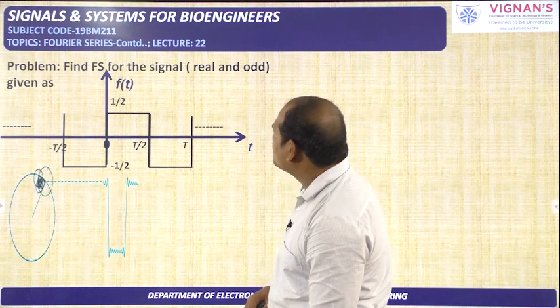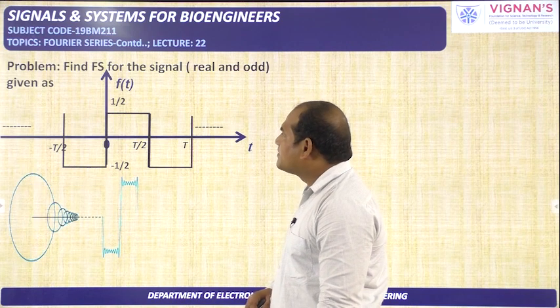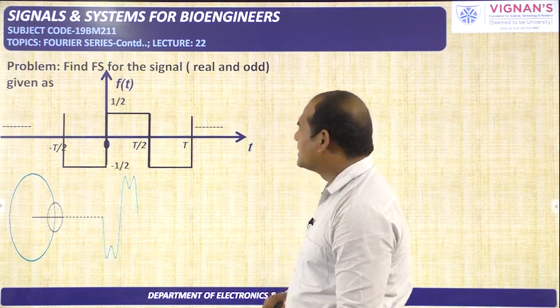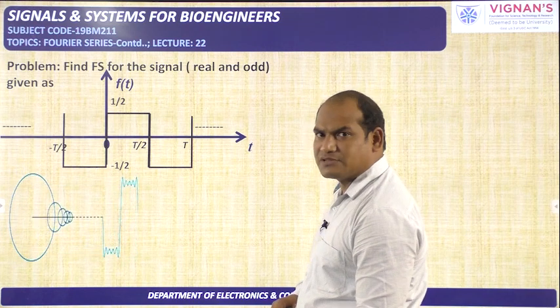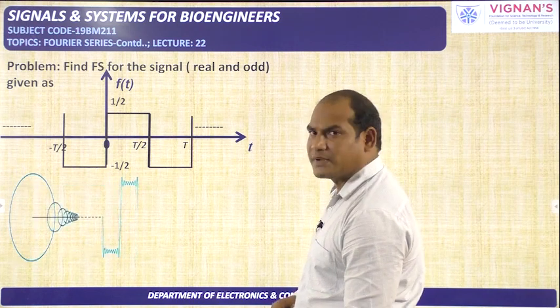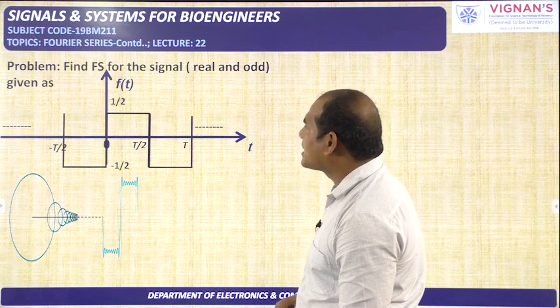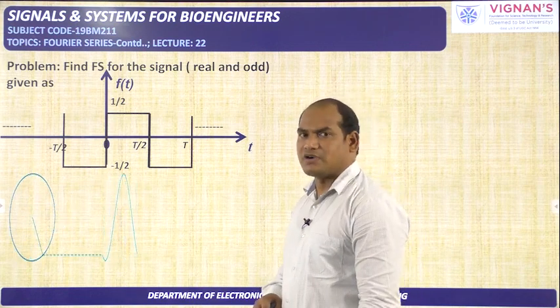Okay, so now we will do this problem by using the time differentiation property only. Already I have mentioned this problem can be done in two different ways. One is by using the time differentiation property, or by using the normal Fourier series coefficient formula.